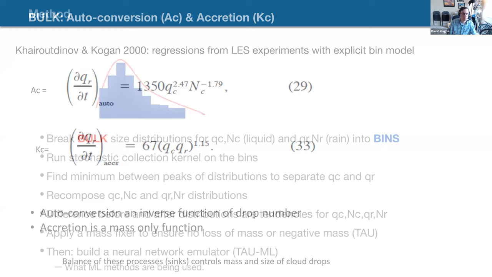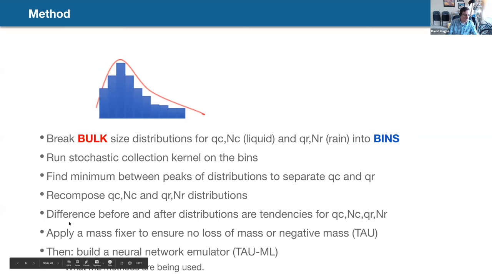And here's a description of the approach. We basically build the data, so we end up doing kind of a hybrid. We take a bulk size distribution, break it up into bins, run the bin version of the distribution through our bin scheme, and then convert it back into a bulk scheme again, and then keep going forward.